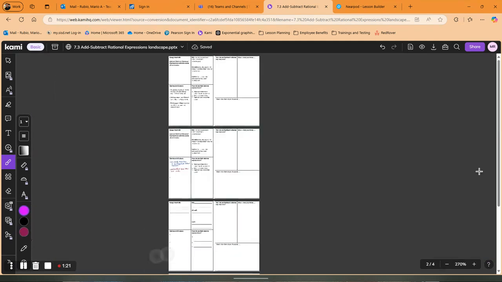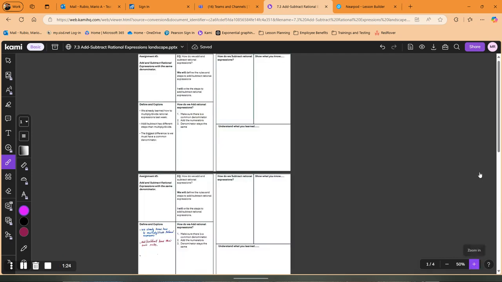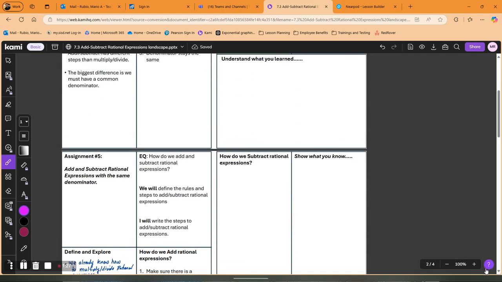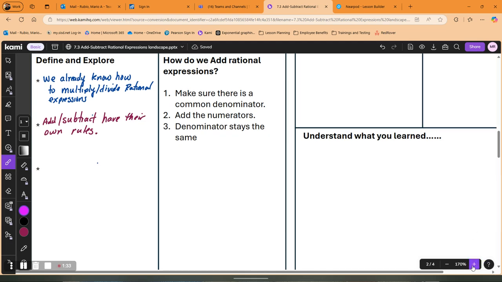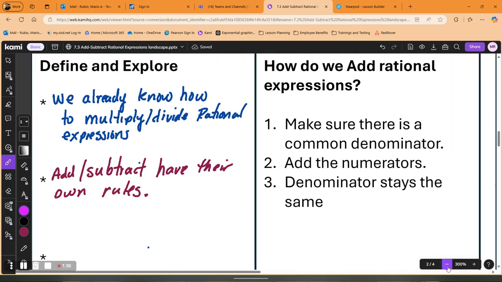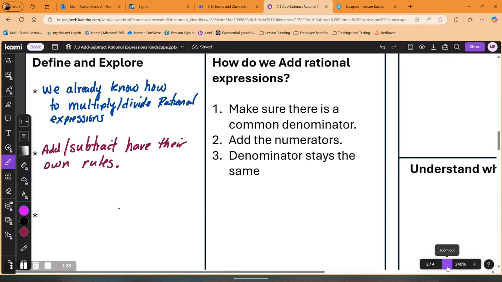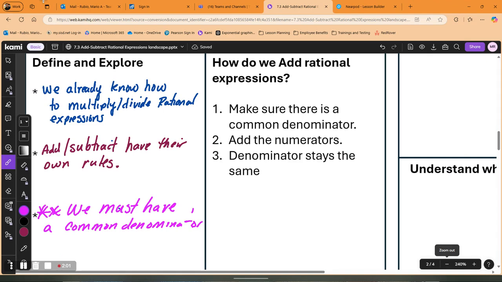And the biggest rule is that we must have a common denominator. This is the number one most important rule. That's the key.